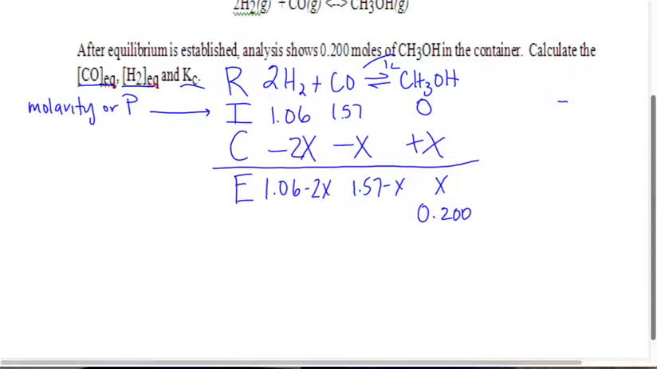0.200 moles per liter is what the E line for methanol should say. What is that telling us? That's telling us X is equal to 0.200. So if we know X is equal to 0.200, how does that help me?